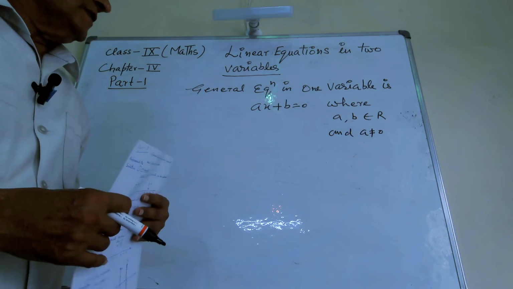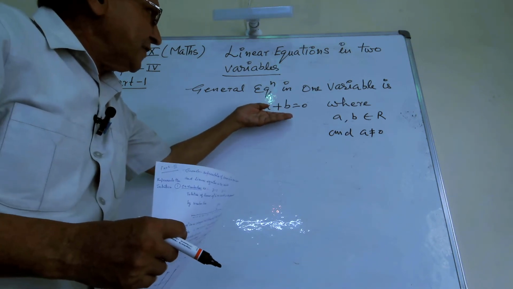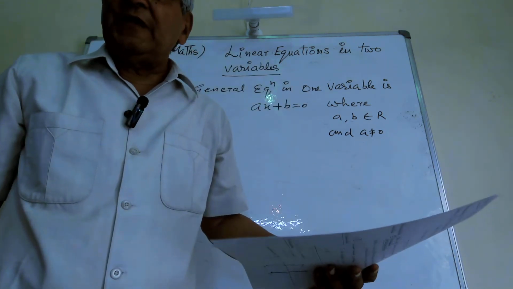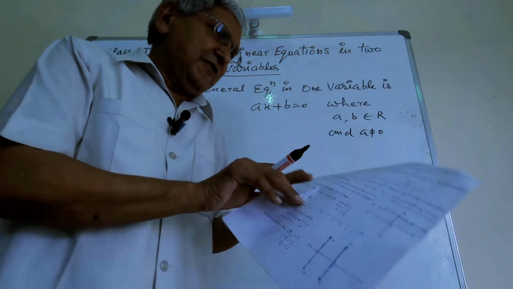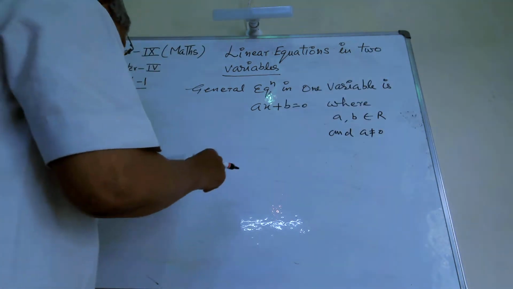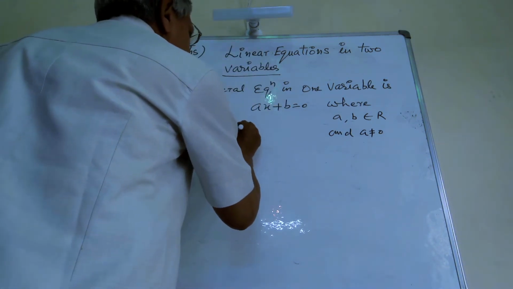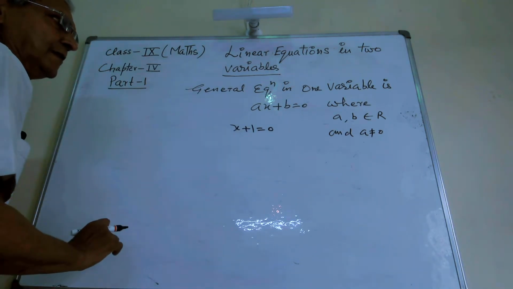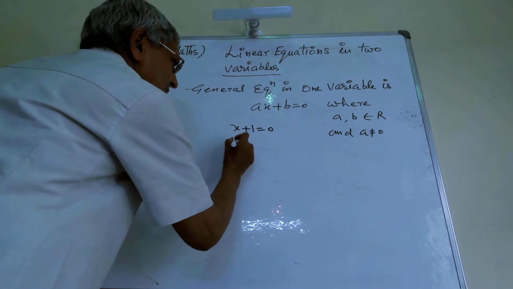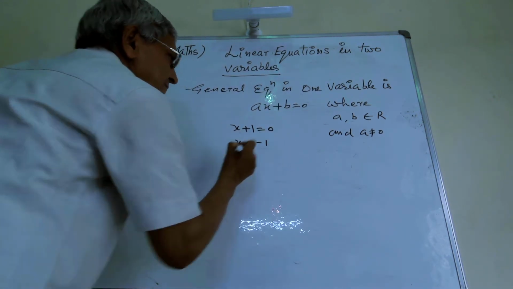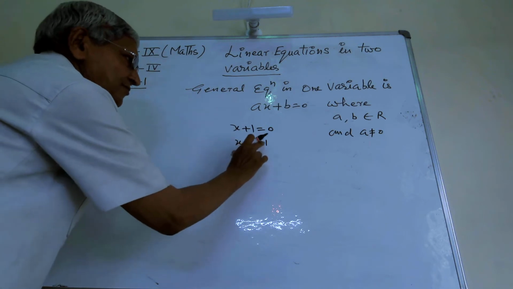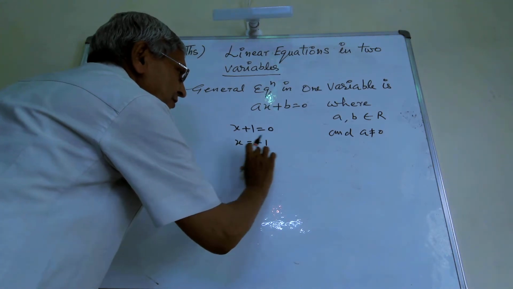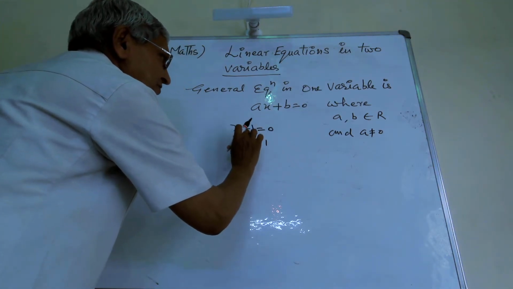Now, one thing I want to tell you is that the linear equation in one variable has a unique solution, that is, only one solution. If you take an example, x plus 1 is equal to 0. This is a linear equation in one variable, and the value of this variable is x is equal to minus 1, and this is the only value. No other value will satisfy this equation.